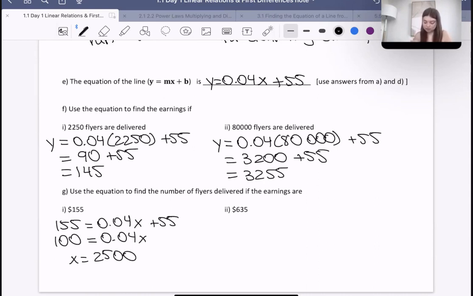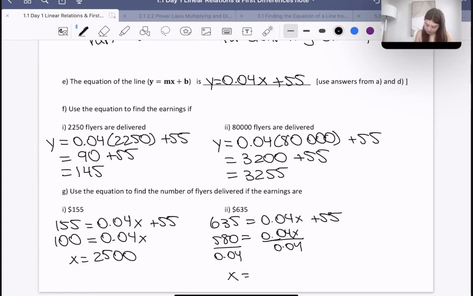Let's say we want to earn $635 that week. Well, that's going to be $635 is going to have to equal 0.04x plus 55. So we must subtract 55 from both sides, meaning we'll get 580 over here and 0.04x here. Then we must divide both sides by 0.04. So then x would be equal to 14,500. So therefore, we must deliver 14,500 flyers if we want to make $635. Good.